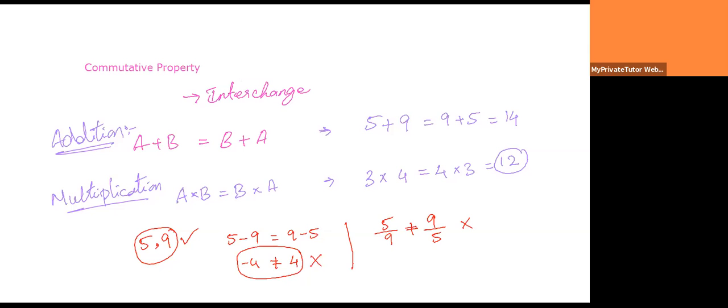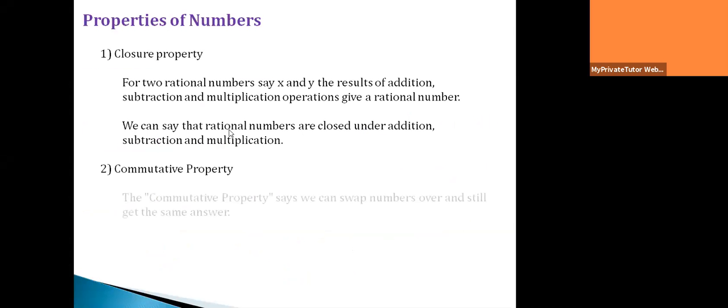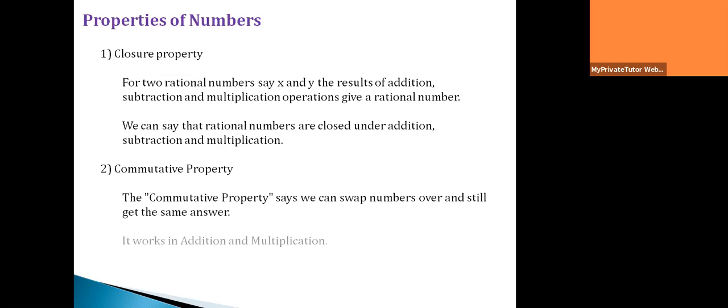Yeah, let's go to this, just a moment. Yeah, here it is. Just take a look at the definition again. The commutative property says we can swap the numbers over, which is nothing but we can interchange the numbers' position. Still we'll end up getting the same answer. So it works only for addition and multiplication. I hope you guys understand both the properties.